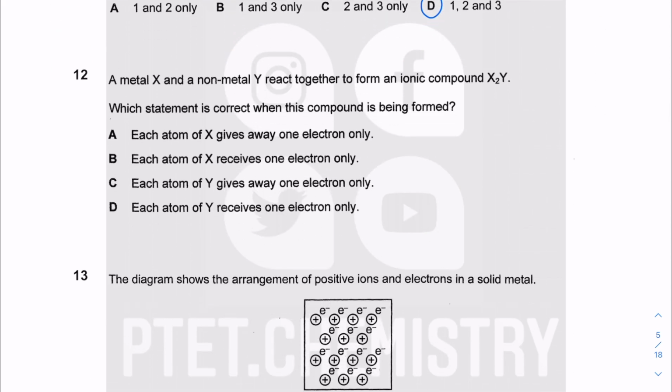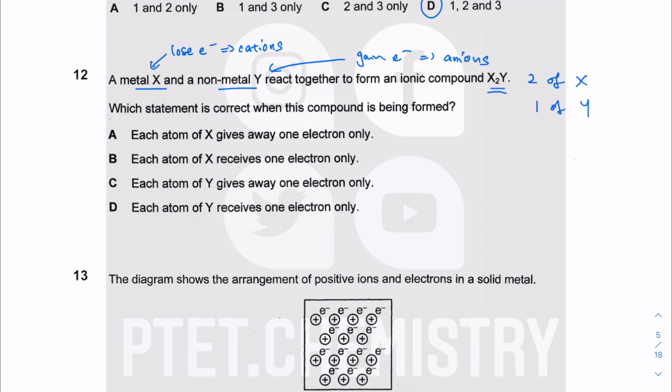Question 12, you have a metal and a non-metal. The metal loses electrons in order to form cations, in order to get to a fully filled outer shell. The non-metal will gain the electrons and form anions in order to get to a fully filled outer shell. Now you get this ionic compound, you have 2 of X, 1 of Y. So to say, you need more X than Y.